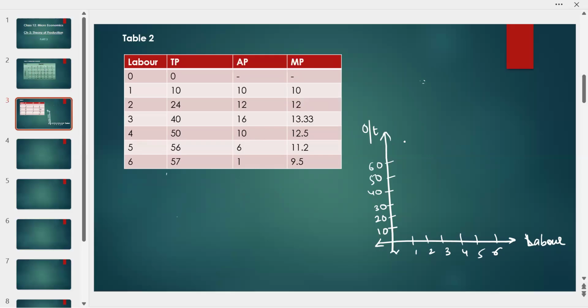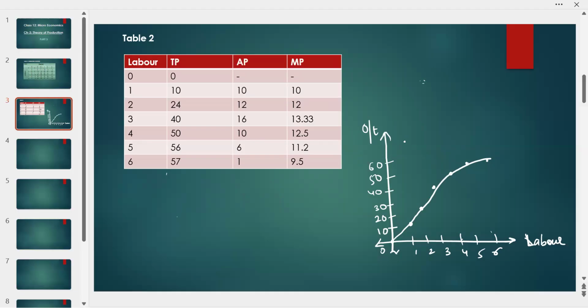All right. Now, in this case, we have 0 units of labor. 1 unit of labor produces 10 units of total product. 2 units of labor produce 24 units of output. 3 units of labor produce 40 units of output. 4 units of labor produce 50 units of output. And 5 units of labor produce 56. So 56 comes over here, and 6 produce 57. Now, this goes like this.